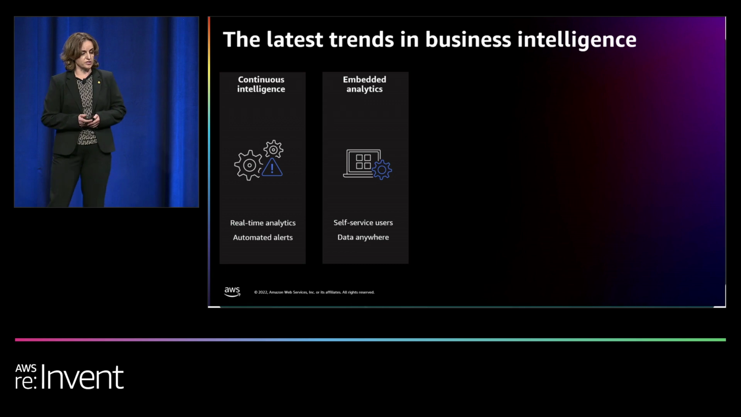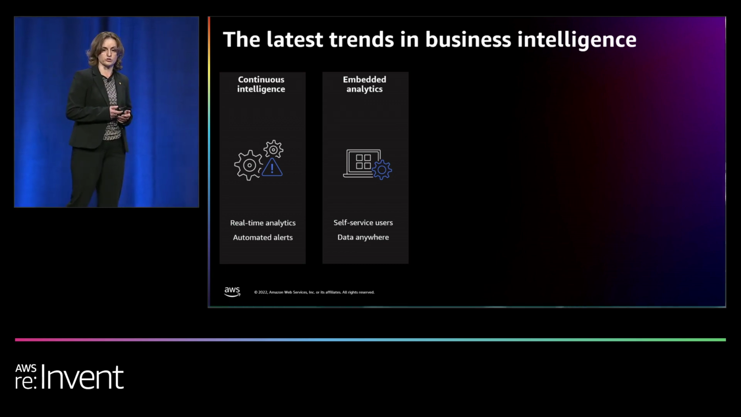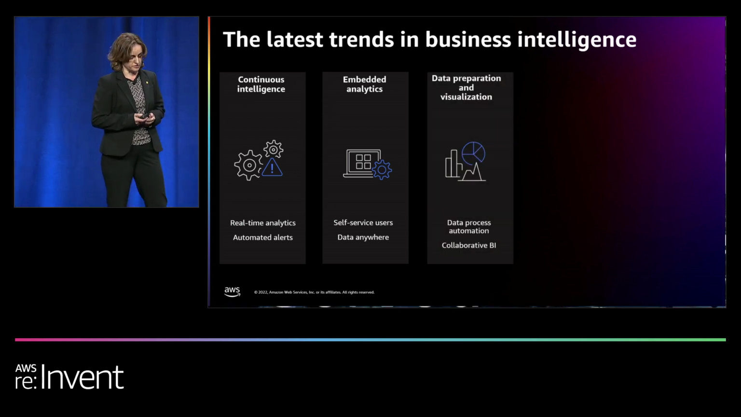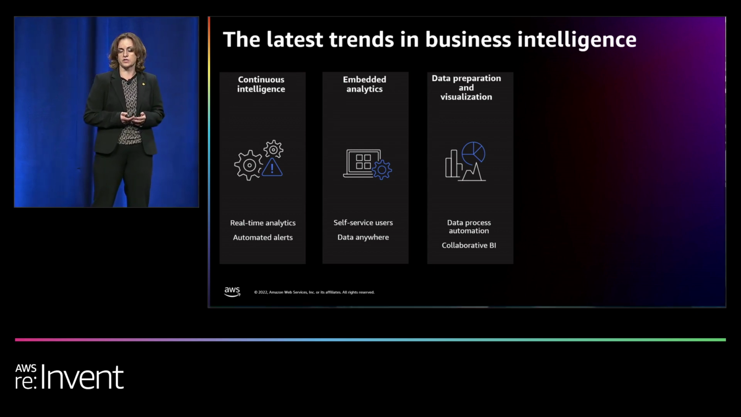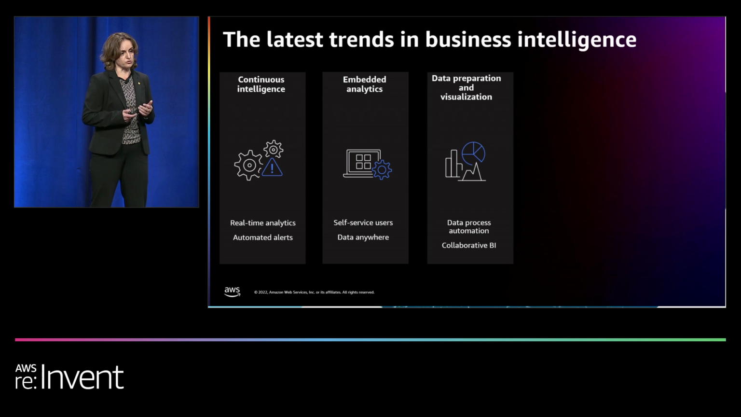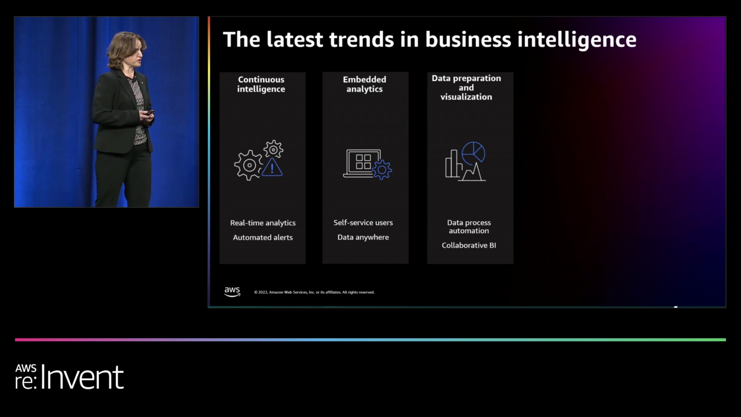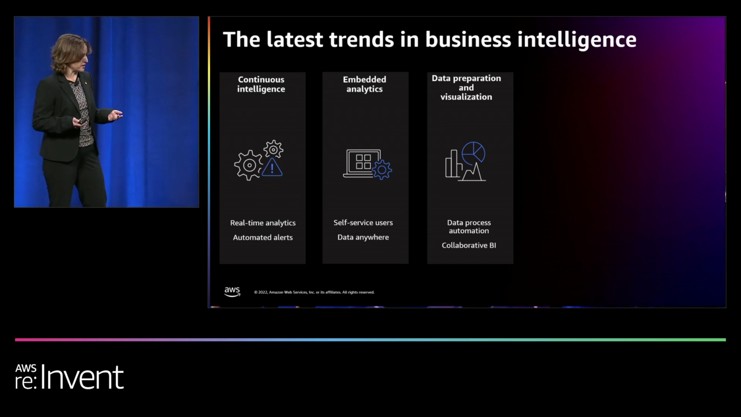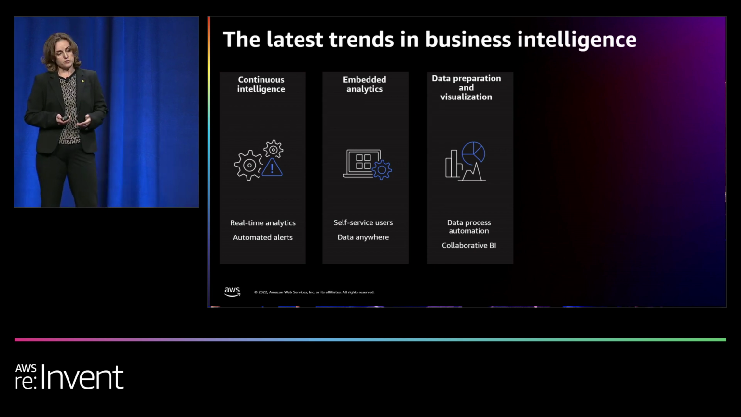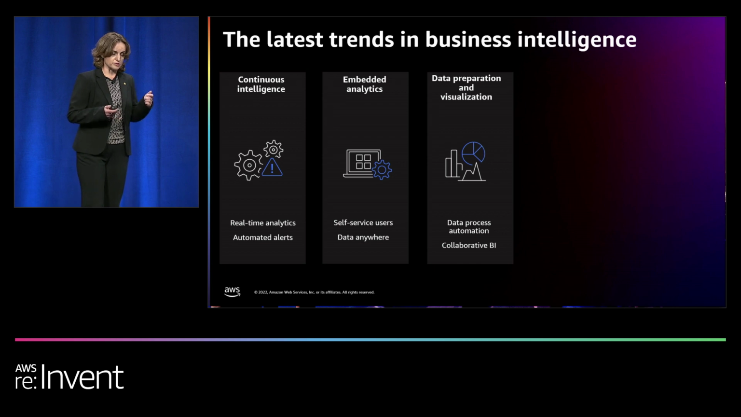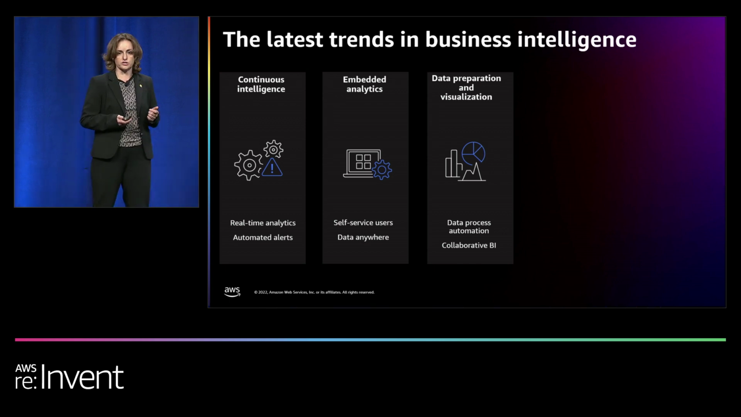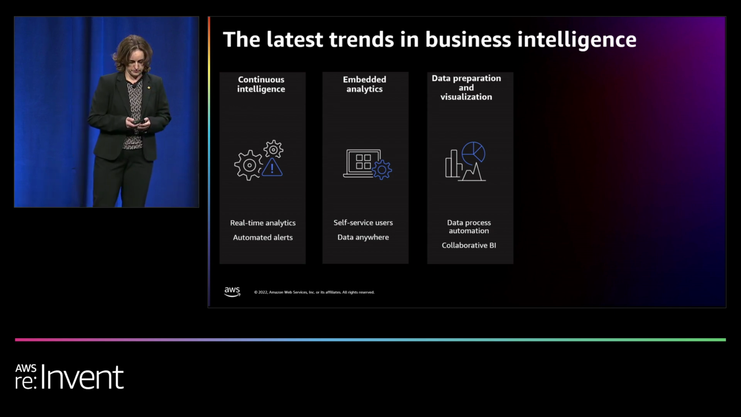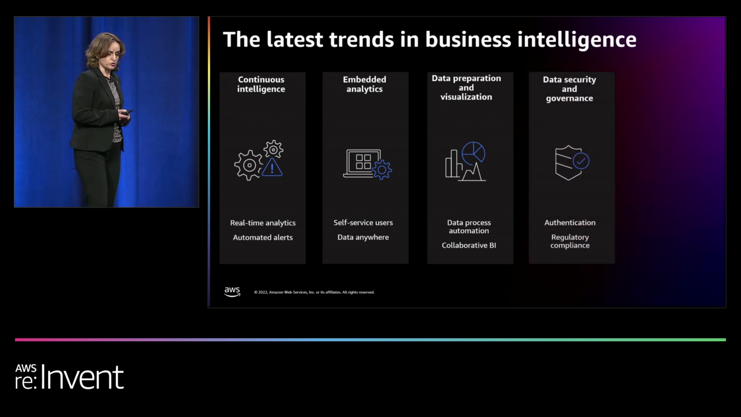The second trend is embedded analytics. This helps self-service users to work with data anywhere at any time. And the third trend is data preparation and visualization. Here, data process automation helps companies to automatically upload data into data lake and data warehouse that speed up the process of data preparation for analytics. Also, it can help minimize errors come from manual data entry. And collaborative business intelligence helps people with different roles in an organization to interact by sharing newly generated reports automatically. That also helps make decisions more quickly.